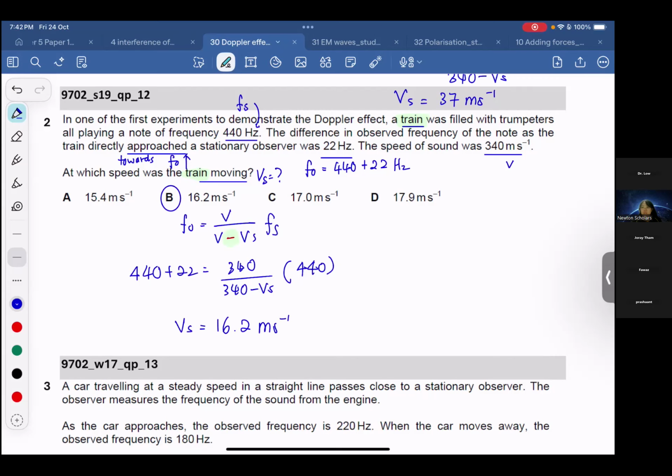You think correct? Fatima correct. So this question is considered quite straightforward. Only one part, approach. So you have to think: your observed frequency should be plus 22 or minus 22, and you have to think V minus Vs or V plus Vs.